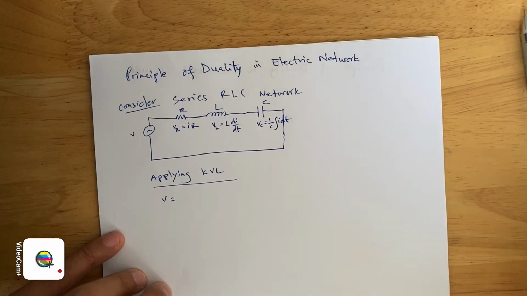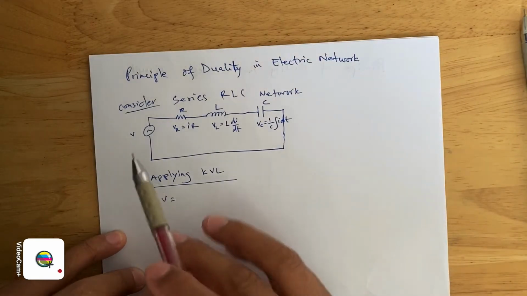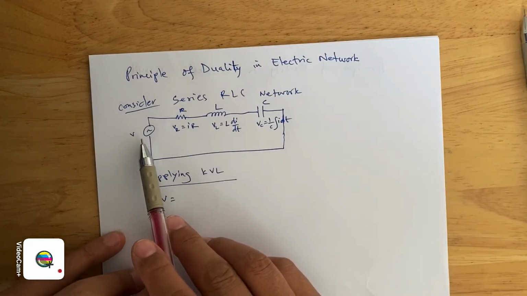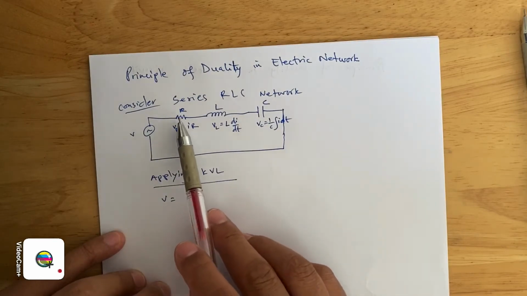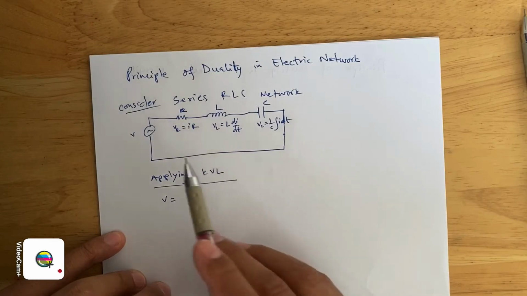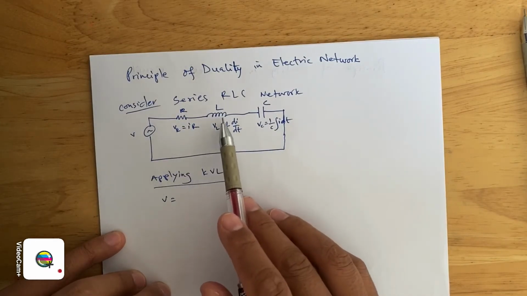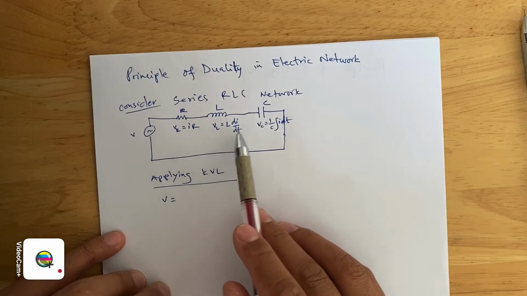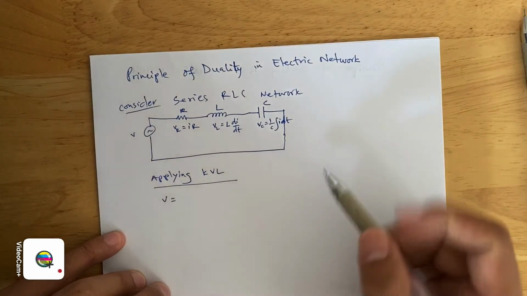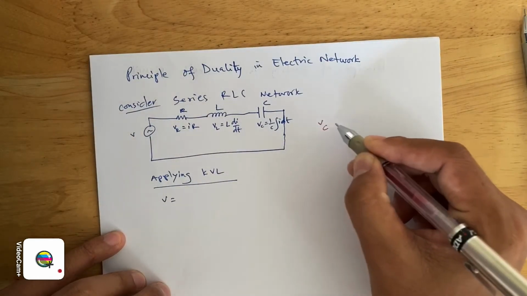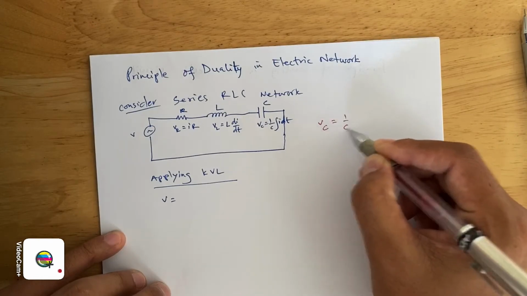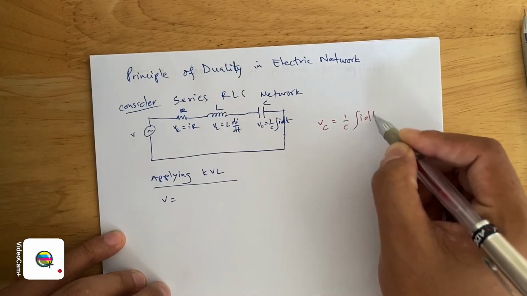Now let's consider the RLC series network. Here we have a voltage source connected in series with the R, L and C network. For R, VR is given by IR, for the inductor it is given by L di by dt, and for the capacitor VC is equal to 1 by C of integral I dt.